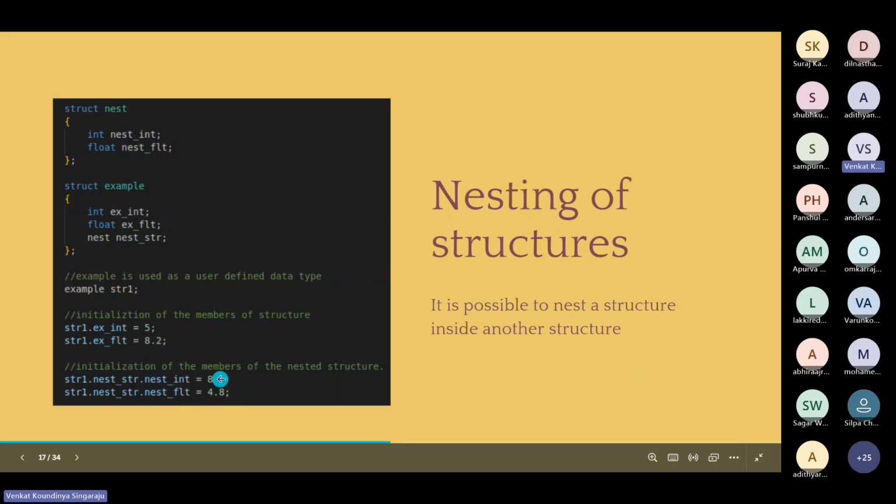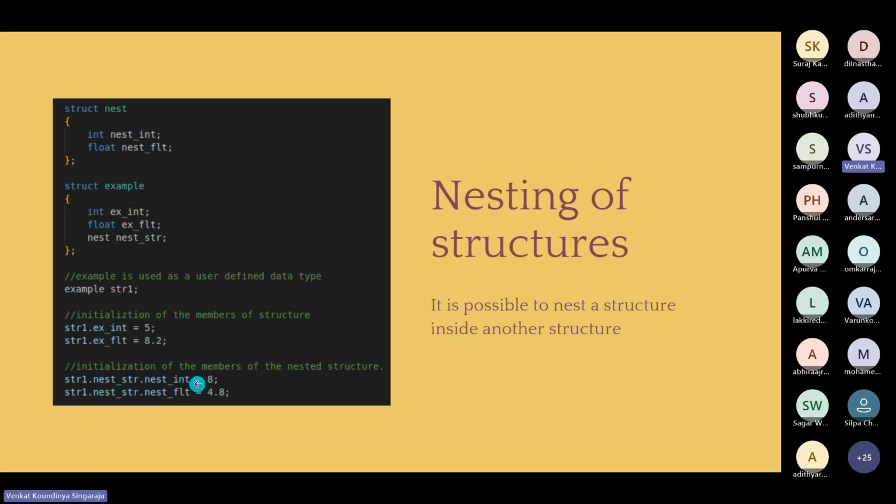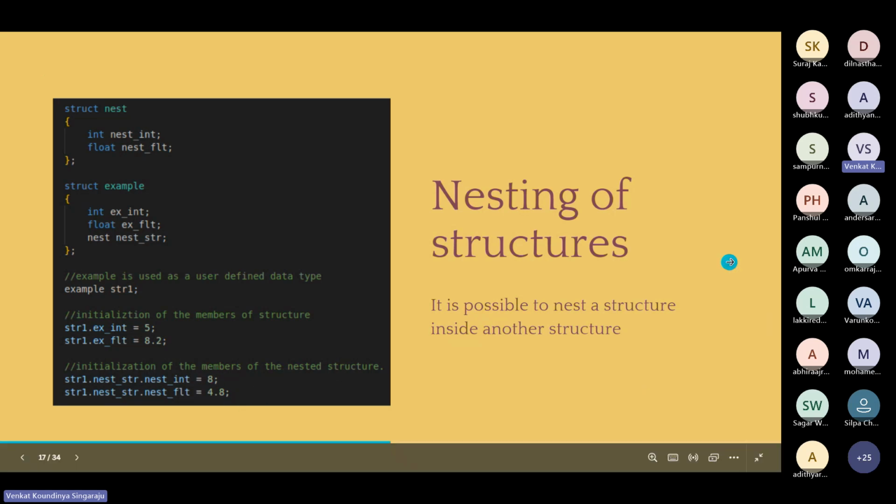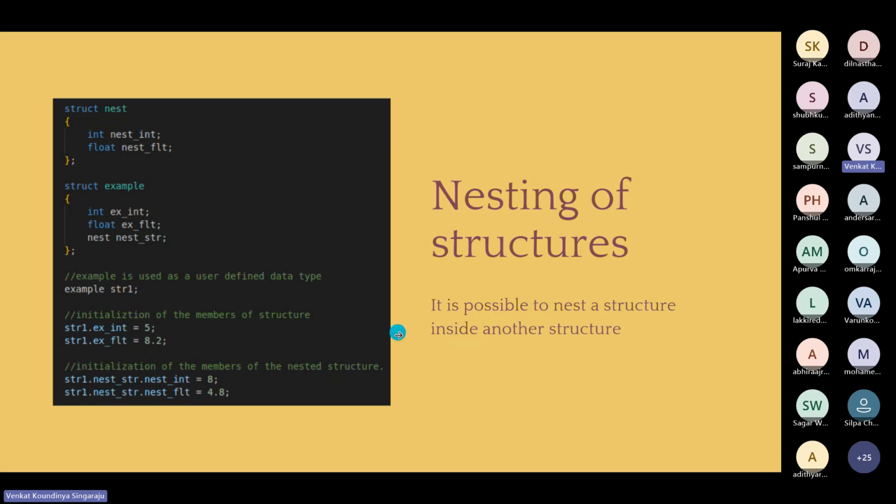So using three dots, if you have another nested structure in the structure nest, and you want to access the members of that structure, you'll again have to use a dot followed by the name of that variable, and this keeps continuing. Keep as many dots as required.